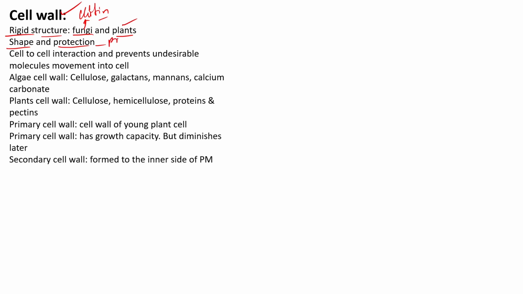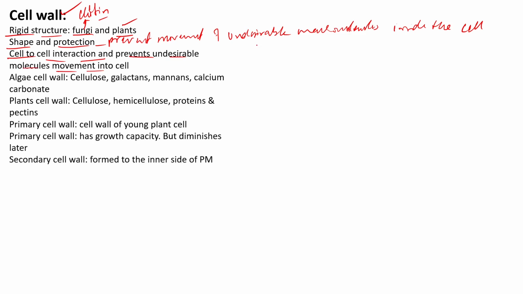Okay, it prevents movement of undesirable macromolecules inside the cell. That is mainly a function of the cell wall. Okay, so now it mainly brings about cell to cell interaction, and also we have mentioned this prevents the undesirable molecules moving into the cell. We have discussed this, right?